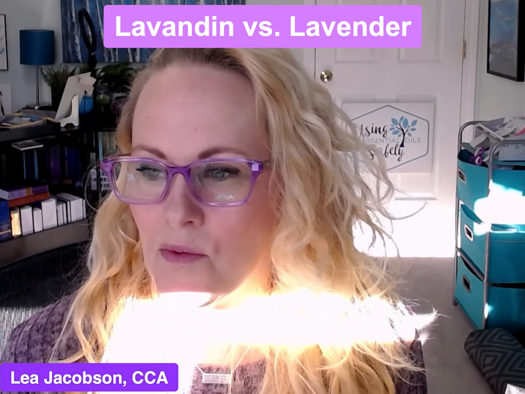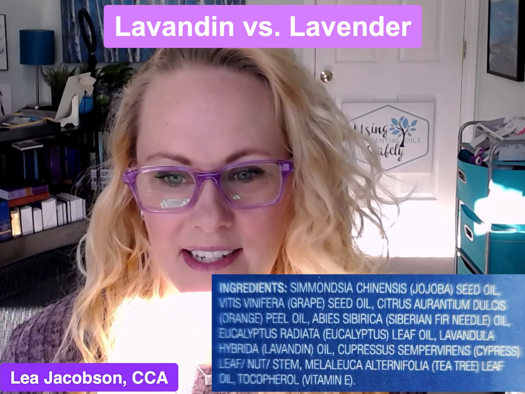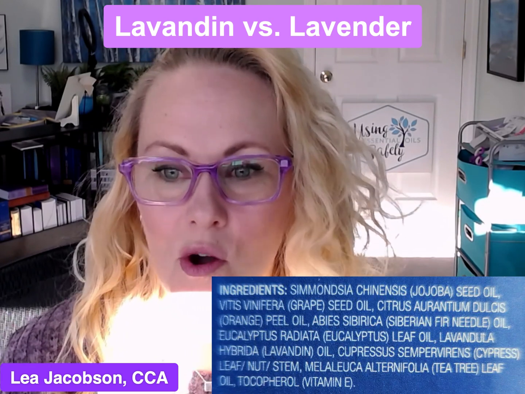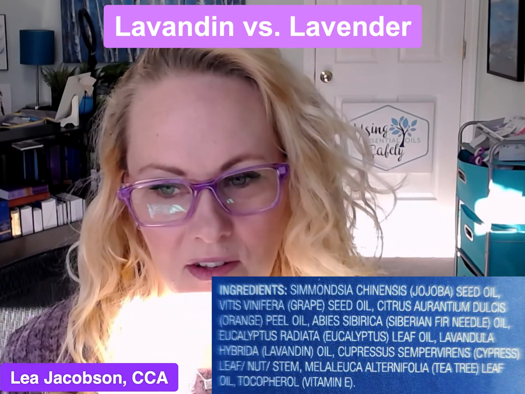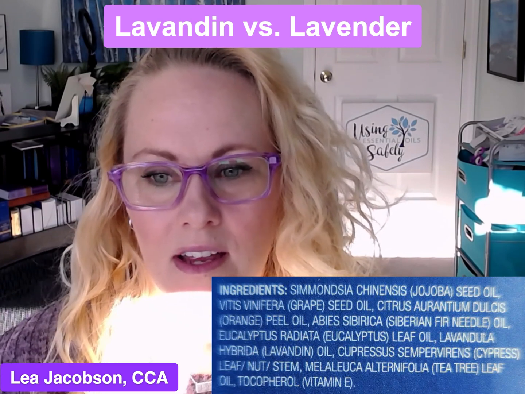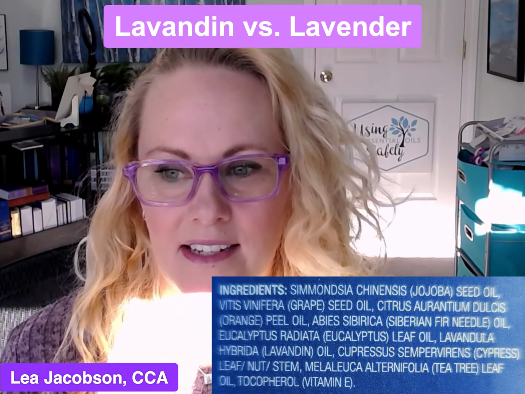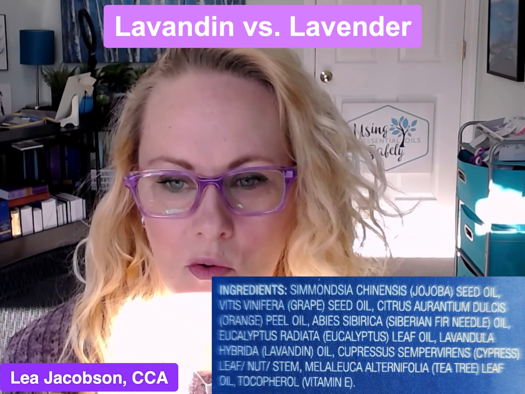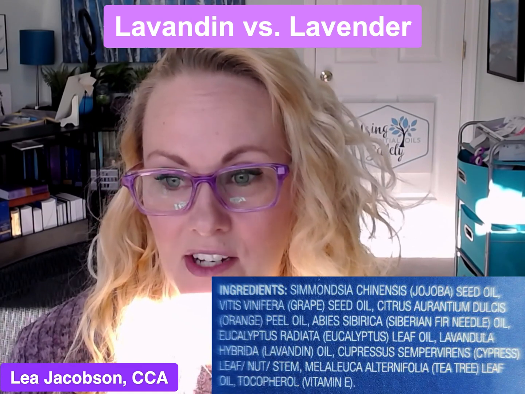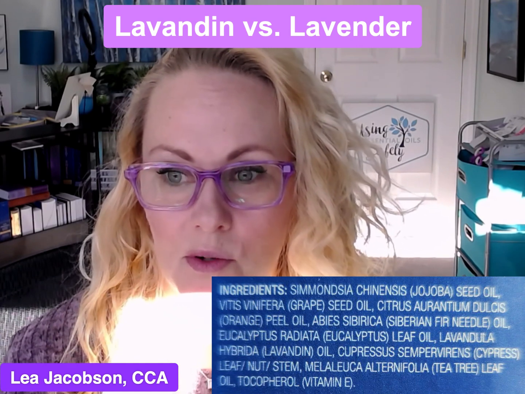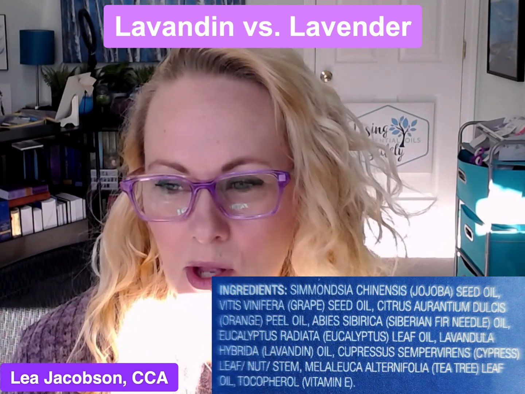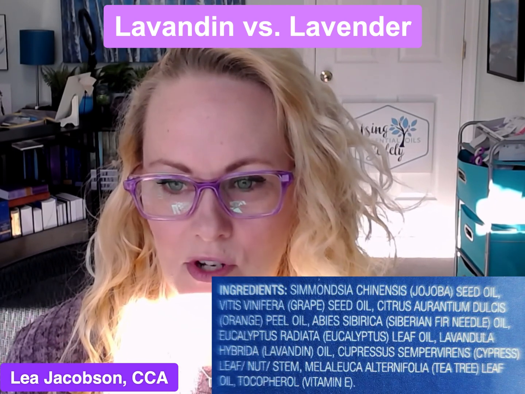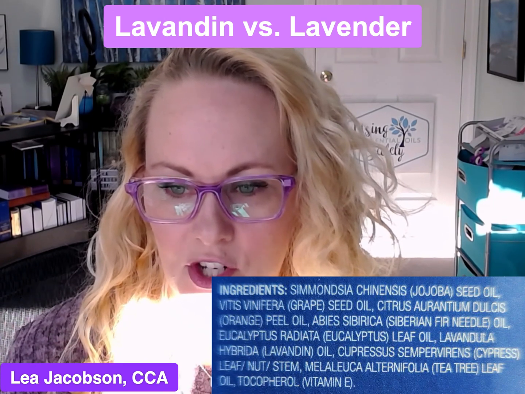And then the other thing that I wanted to show you is the ingredient list, and then we're going to go over the differences between lavandin and lavender. So here we have jojoba oil, grapeseed oil, orange peel oil, Siberian fir needle, eucalyptus, lavandin, cypress, and tea tree. So I do want to point out the orange peel oil is probably sweet orange and probably safe to use topically without risk of phototoxicity. It is, however, possible that it could be one of the phototoxic oranges, or at least one that has the low topical max. Let me just pull up my spreadsheet right here.